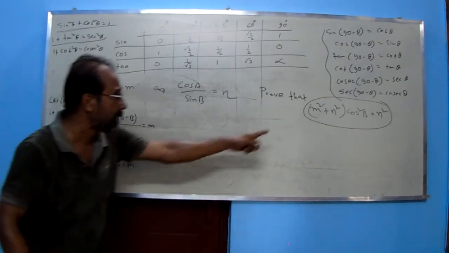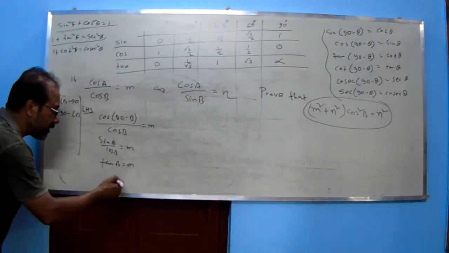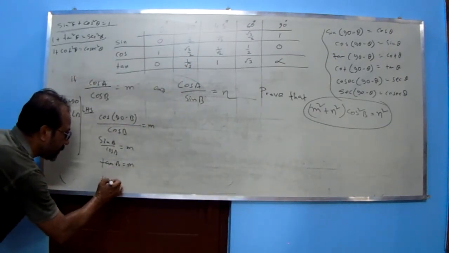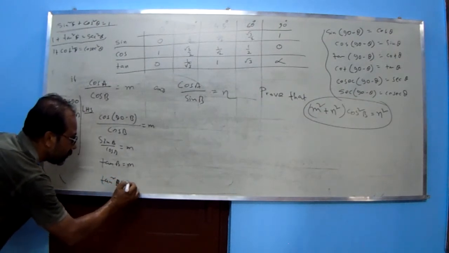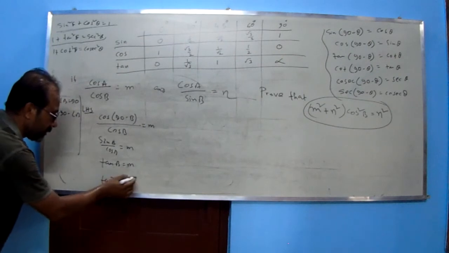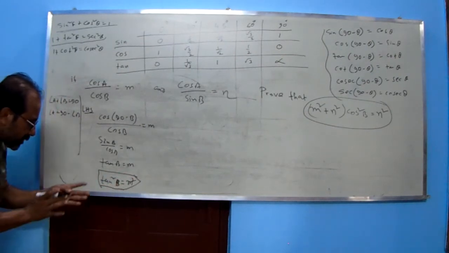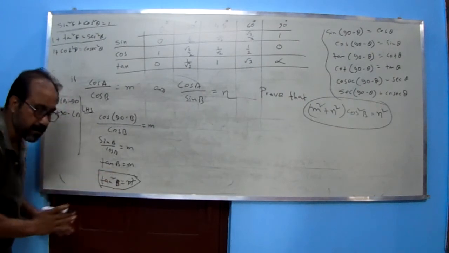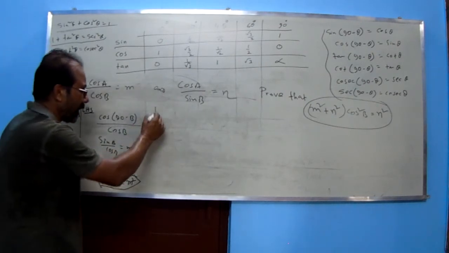But I required M square, so I am squaring both sides. Then tan square B equal to M square. I will keep this one in my pocket: tan square B equal to M square.